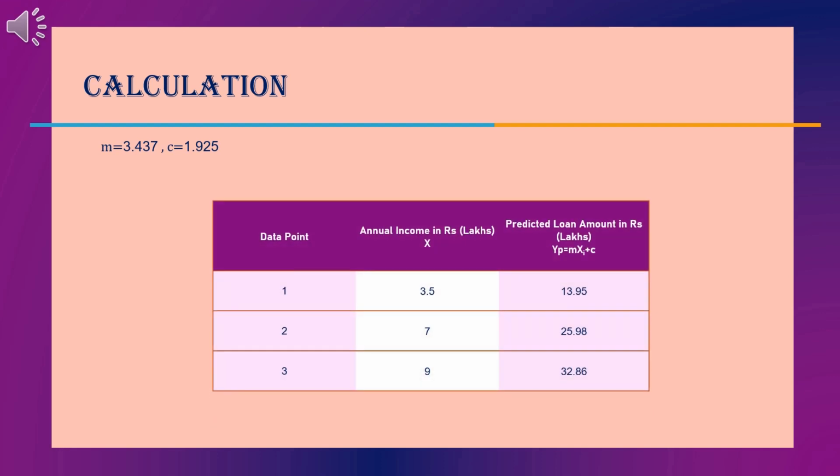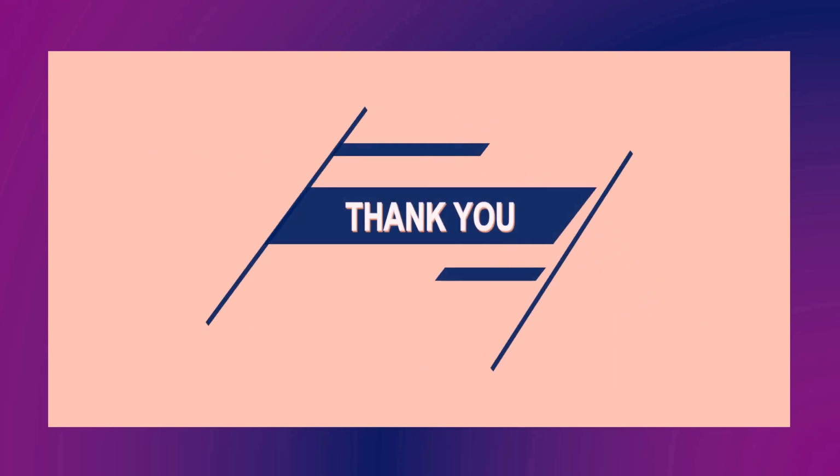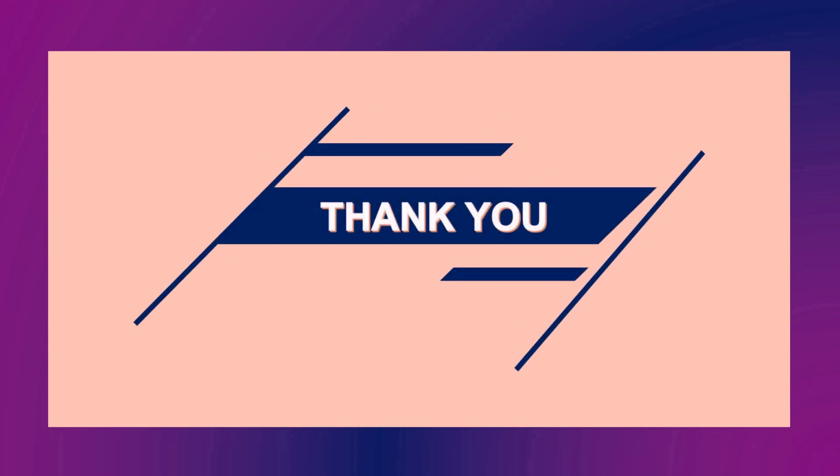For an annual income of 3.5 lakhs, the loan amount to be sanctioned is predicted as 13.95 lakhs, and for 7 lakhs it is 25.98 lakhs. For an annual income of 9 lakhs, it is 32.86 lakhs. In this example, we have seen how a simple linear regression model is created from previous loan sanction data and how it could be used for predicting the future loan amount to be sanctioned.